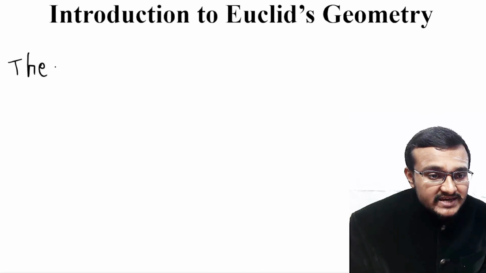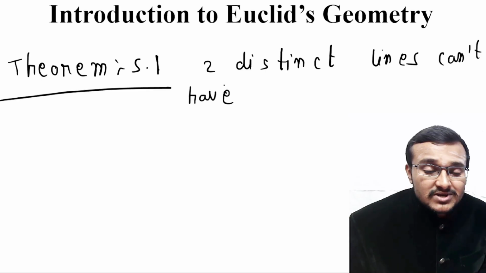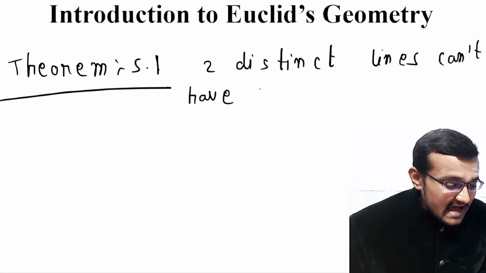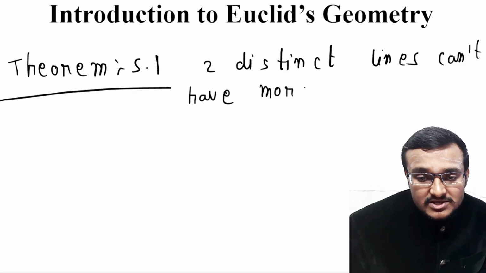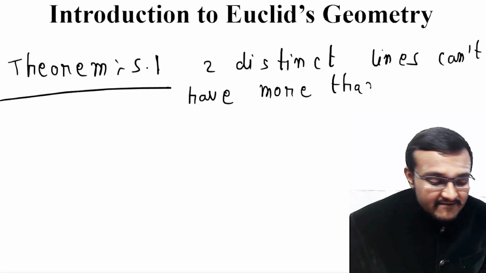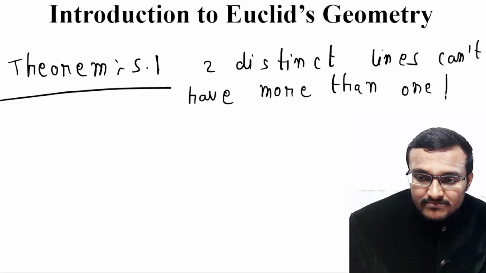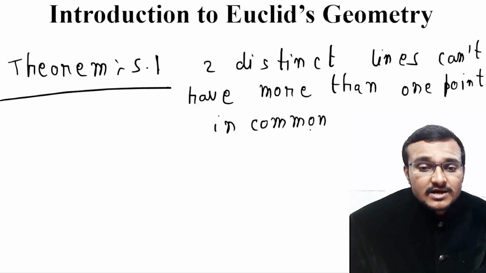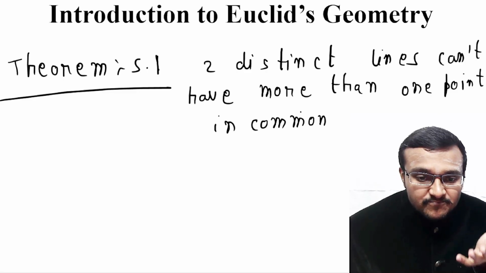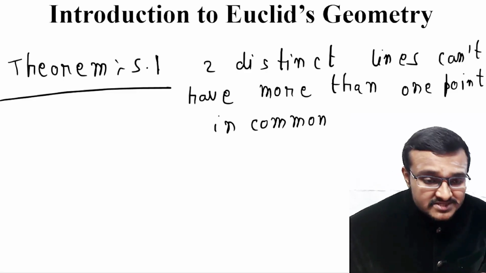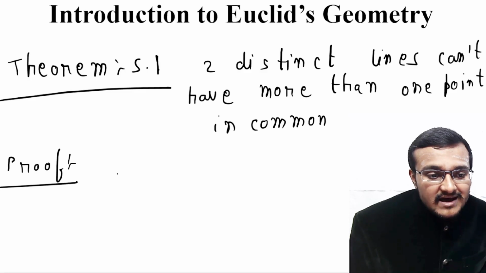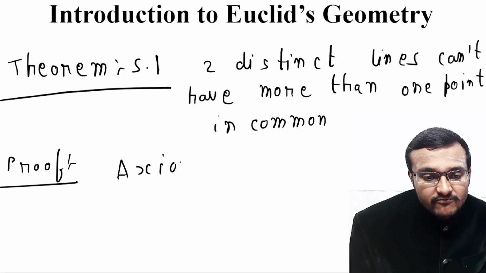Now we will look into theorem 5.1. So let's look into the statement of theorem 5.1. Two distinct lines can't have more than one point in common. So that means two distinct lines cannot have more than one point in common. So how to prove this? In order to prove this, we will take help of axiom 5.1.